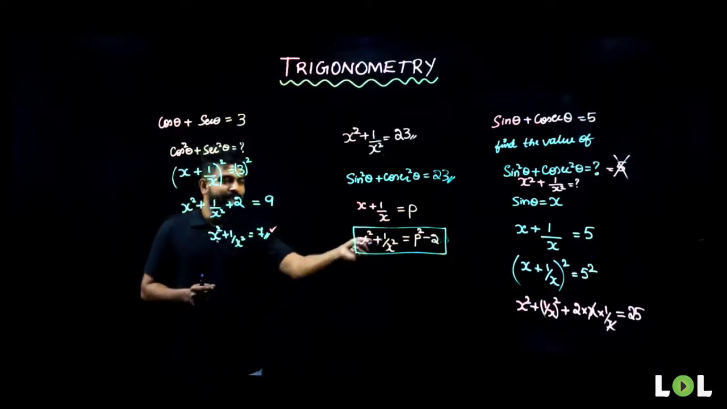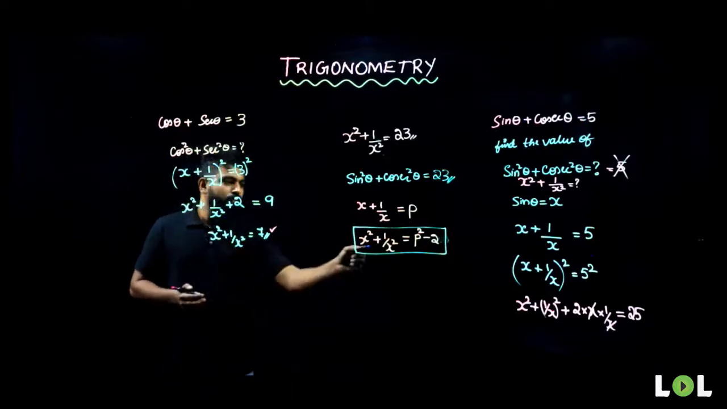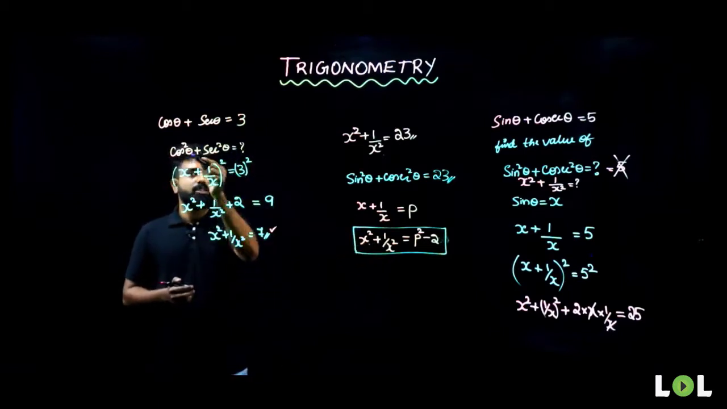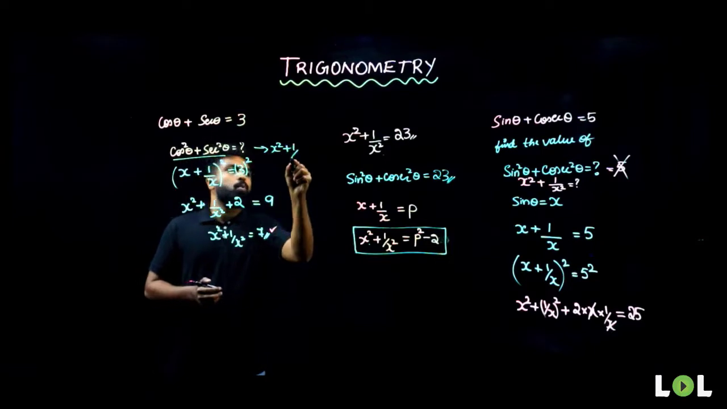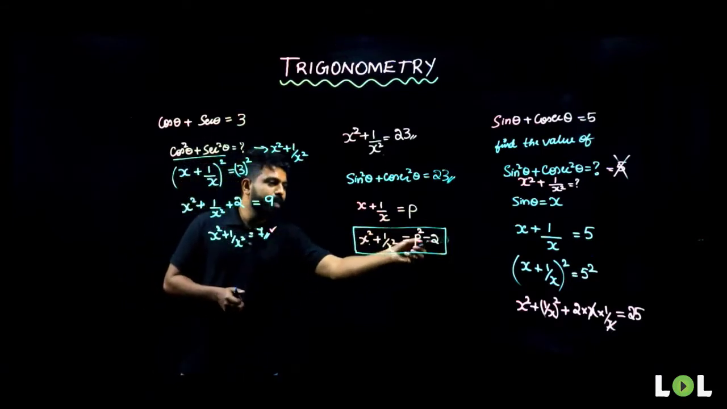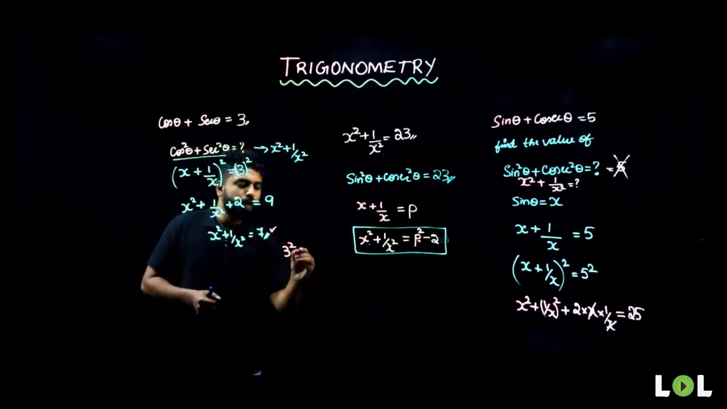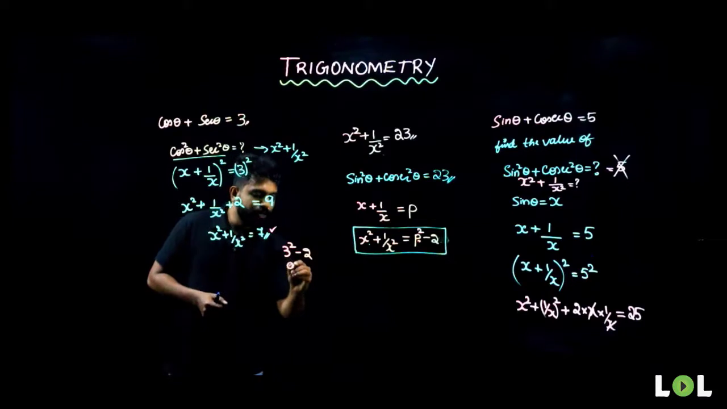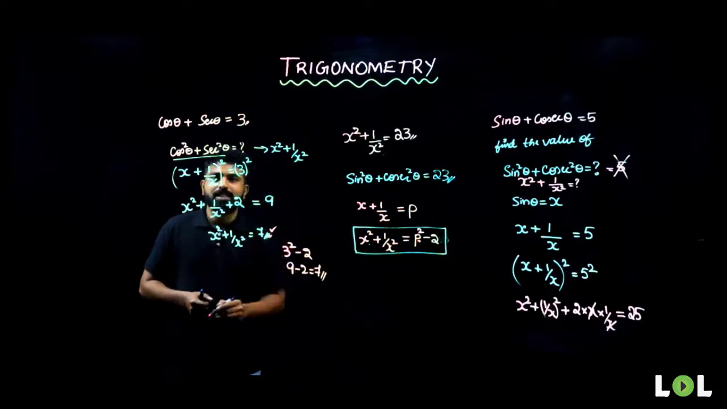The second way is directly substituting here. We need to find the value of x² + 1/x². Look at this. This is of the form x² + 1/x², so we can directly tell it to be p² minus 2. What is the value of p here? 3. That is nothing but 3² minus 2. What is 3²? 9. Minus 2 is nothing but 7. We have got the same answer here as well.